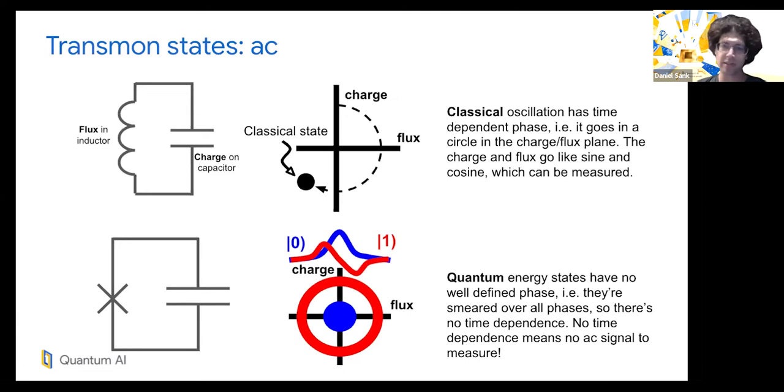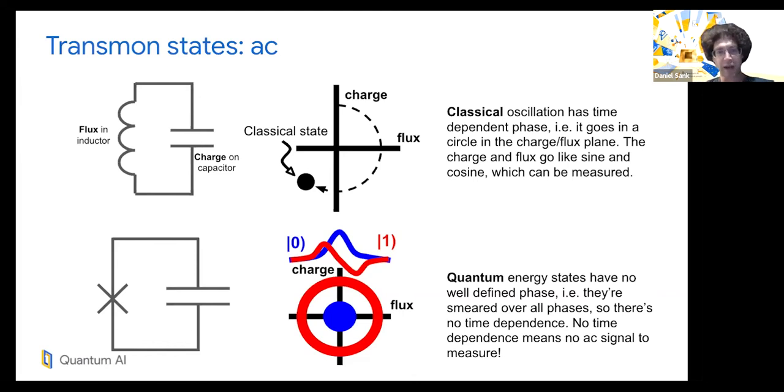Now, that's a thing that you can easily measure in any lab with a regular LC oscillator. You can just use an oscilloscope, and usually you measure the voltage, and you can see that the charge or the voltage is oscillating in time. Now, the difference is that in quantum mechanics, states of definite energy don't have a well-defined phase in this plane, in this two-dimensional plane picture that we're using here.